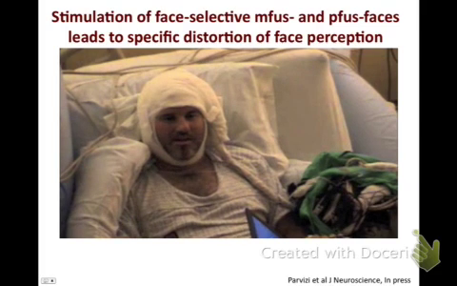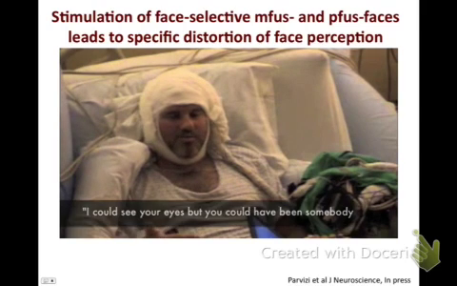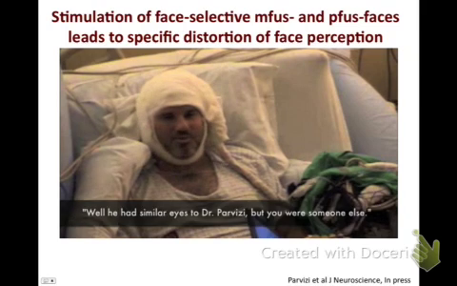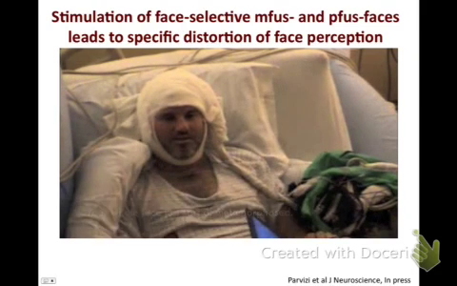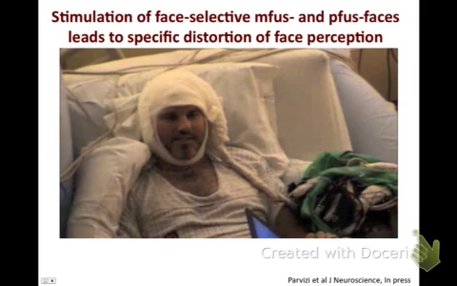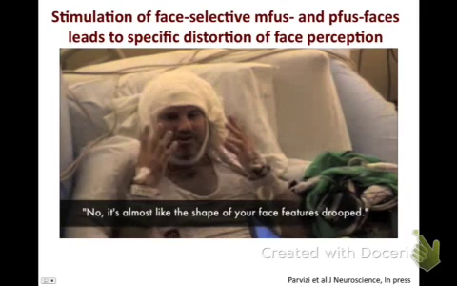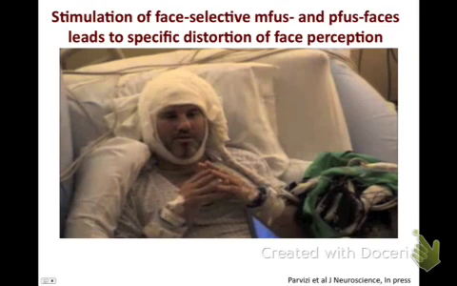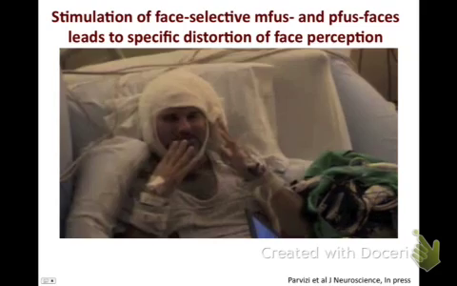Could you see my eyes in place? I could see your eyes, but you could have been somebody else who had, well, he has similar eyes to Dr. Bravisi, but you were someone else. Your whole face just sort of metamorphosed. Did it get warped? Yes. Did it keep its own features? No, it's Or almost shape? like the shape of your face, your features drooped. Yeah, sort of like they drooped to a particular direction, kind of stretched and drooped.